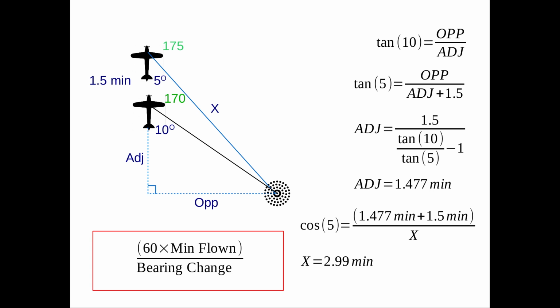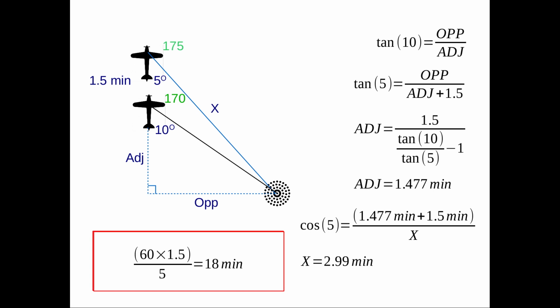But when you use the FAA's approximation formula and plug in your values, you find that you're 18 minutes away, which is not even close to correct, because you're too far away from the abeam point to use this approximation. It really starts to break down once you get this far away.